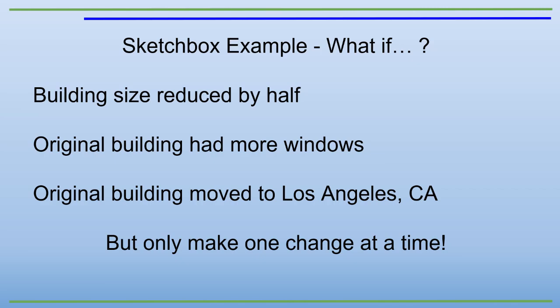We'll change the original building to have more windows, more window area, and we'll move the original building from Chicago to Los Angeles, California. We'll also remind students to make only one change at a time to make sure that they're really understanding the impact of each of those changes to the building and not a cumulative effect of all of them.